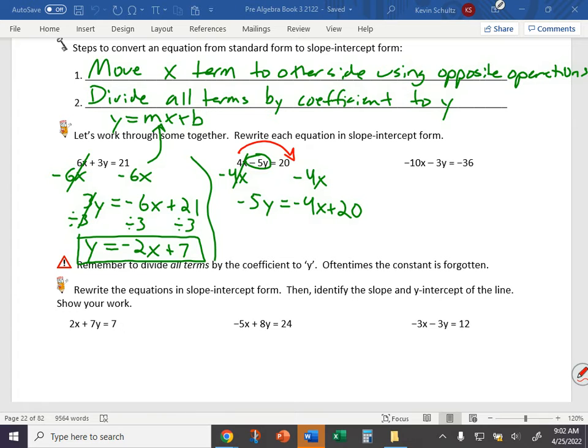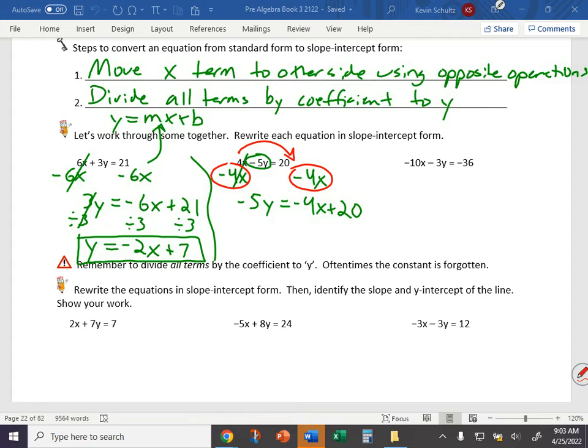We have 4x's on the left. We subtract 4x's. That gives us 0x's. But since we subtracted 4x's on the left side, we have to subtract 4x's on the right side. So when you write it on the right side, you've got to show it's a negative 4x. Because we started with 0x's, we subtracted 4, and what's 0 minus 4?